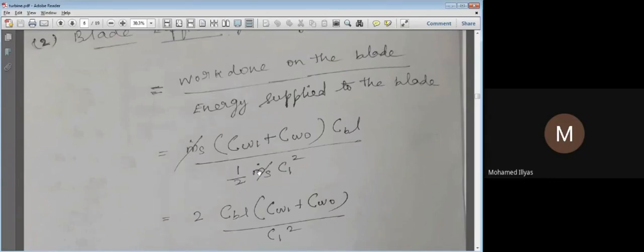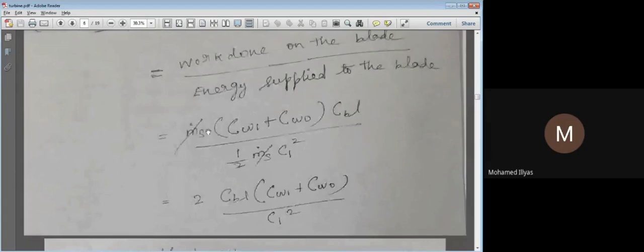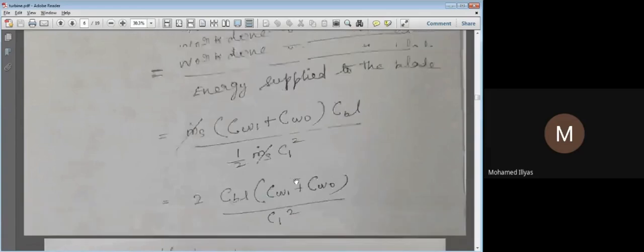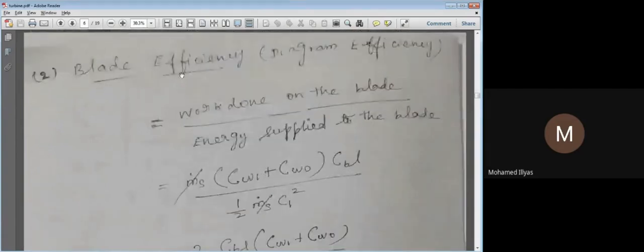Here m is the mass flow rate of the steam, and V is the absolute velocity of the steam, the actual velocity of the steam. So half m v square we'll put here, and we'll cancel this m dot s, the mass flow rate of the steam. This 2 will go here, so that our efficiency of the blade will be 2 into CBL into CW1 plus CWO by C1 square. Since we are getting all these values from our velocity diagram, this is also called diagram efficiency.